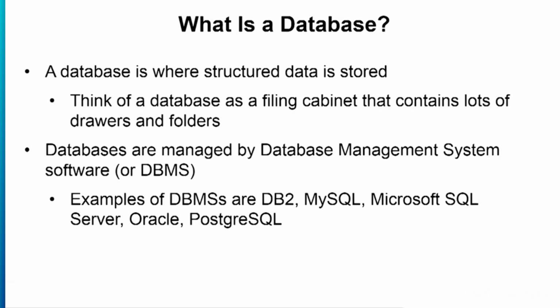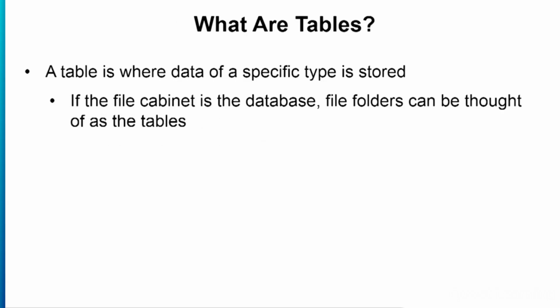Again, using our file cabinet analogy, when you're putting files into your file cabinet, you don't just toss them all in a drawer. They go in individual files. And the file folders can be thought of as tables, right? If you're putting papers in a file cabinet, you wouldn't want to throw your customer information and orders and invoices all in the same place. You need a separate folder for each. And that's exactly the role tables play within a database.